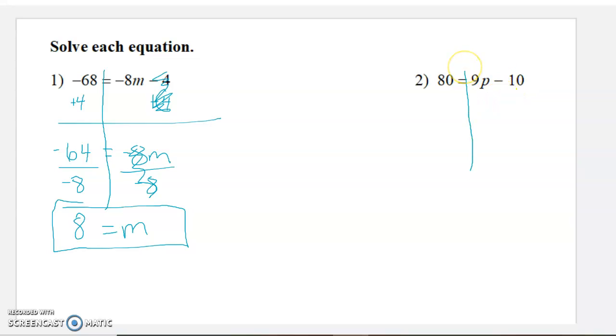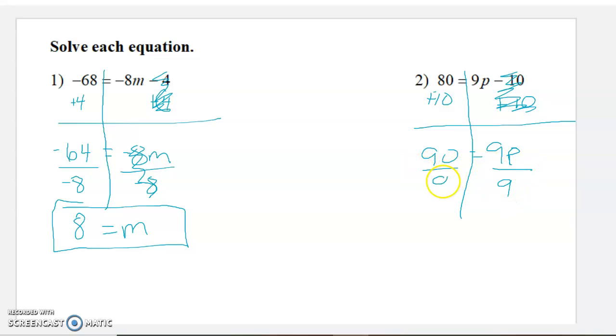Over here, 9 is attached to p, so we need to get rid of this negative 10 that's back here. Opposite of a minus sign is a plus sign. I'm going to add 10 to both sides. 80 plus 10 is going to give me 90 equals 9p. Now 9 is being multiplied by the p, so we're going to divide by 9 on both sides. 90 divided by 9 is going to give me 10. And over here, my 9's cancel out and just leave me with p.